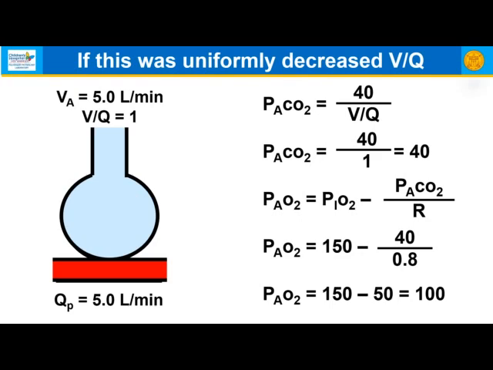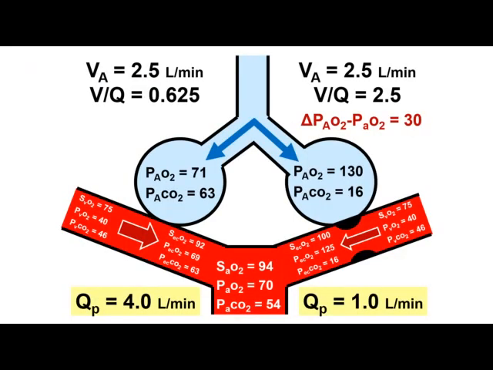If this were a uniform process, the VQ would ultimately be 1, we'd get a PCO2 of 40 and a PaO2 of 100. So what actually happens? So we've got a VQ ratio here of 2.5, right? That gives us a PCO2 of 16, PO2 of 130. Here we have a VQ of 0.625. That gives us a PCO2 of 63 and a PO2 of 71.